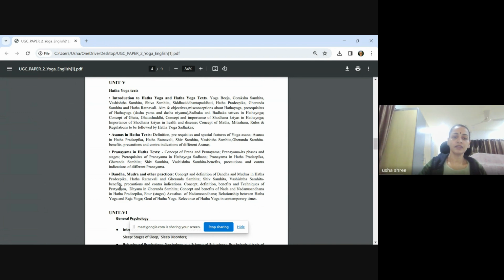And then we have unit 5, where the Hatha Yogic texts are covered. Here we have 8 Hatha Yogic texts: Yog Bij, Goraksha Samhita, Vashishta Samhita, Shiva Samhita, Siddha Siddhanta Paddhati, Hatha Pradipika, Gheranda Samhita, and Hatha Ratnavali. So all these 8 texts are important.